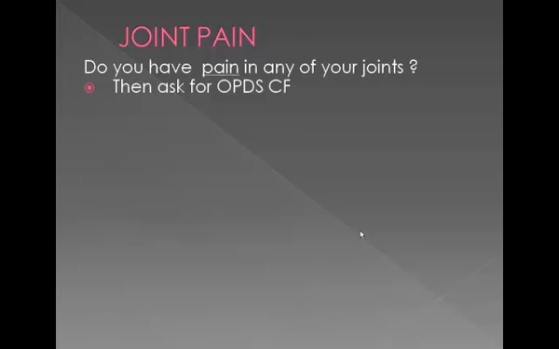OPD stands for onset, progression, duration, and setting. And CF stands for if it's constant or intermittent, and F stands for frequency. So how did the pain start? Was it sudden or was it gradual? Is it getting worse or is it getting better or has it been just the same since it started? Duration. How long have you had this pain? S is for setting. Setting is very important.